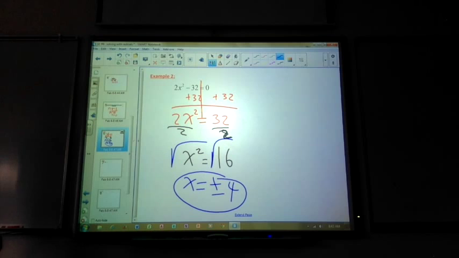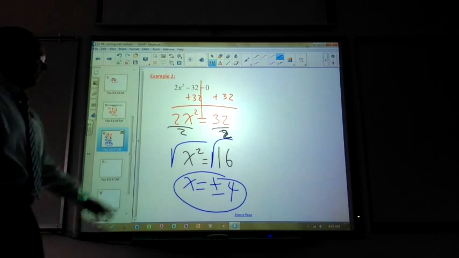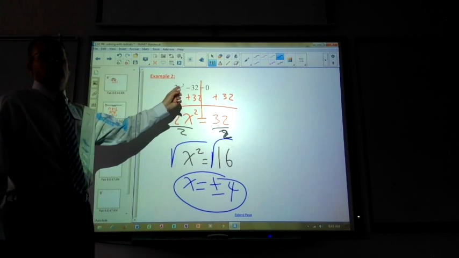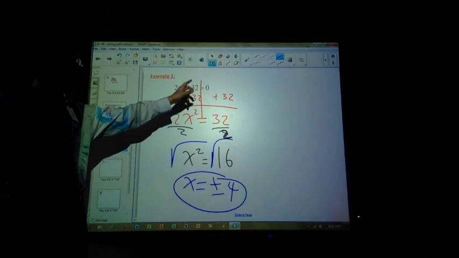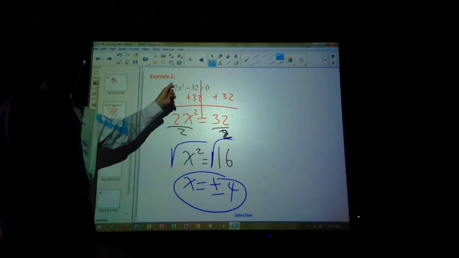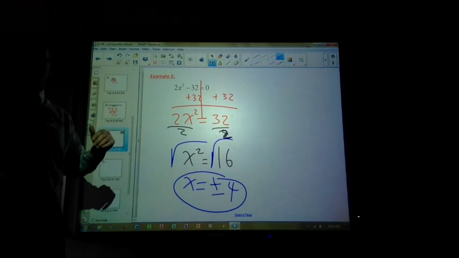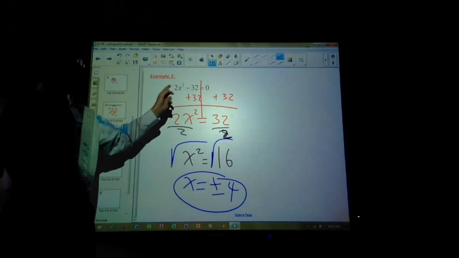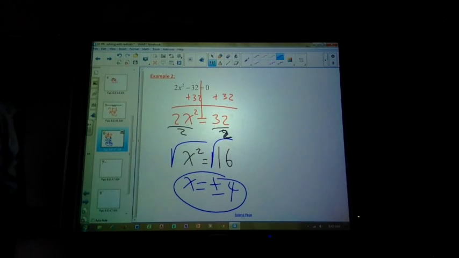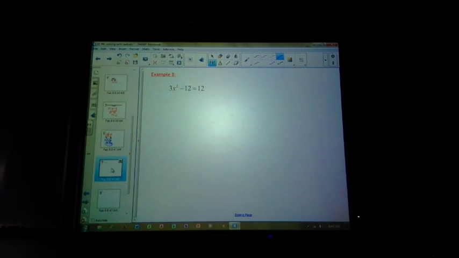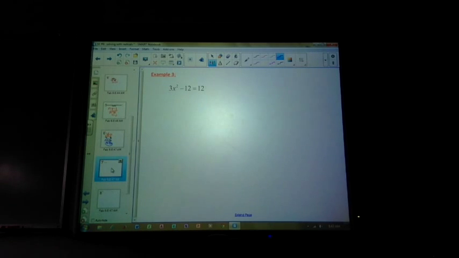So if I take 4 and plug it in, I get 4 squared, which is 16. 2 times 16 is 32. 32 minus 32 is 0. If I take negative 4 and plug it in, remember the negative 4 is in parentheses. Negative 4 squared is positive 16 times 2 is 32. 32 minus 32 is 0. So that's why we have the 2 answers. Keep it going.